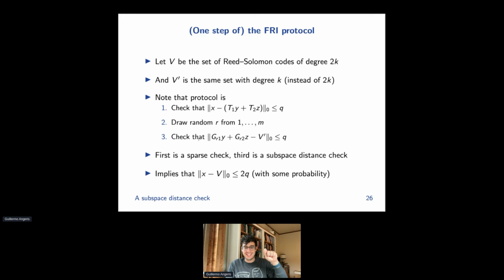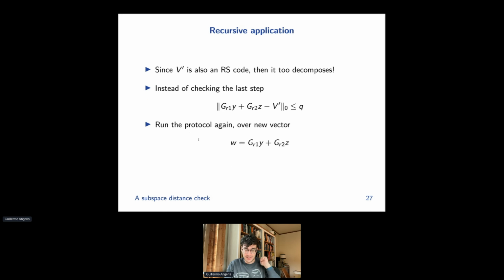All we're doing is we're replacing x, which is the thing that we want to check is close to another subspace, with another vector, which in this case is w, and it's in v prime. So we want to check that w is close to v prime instead of checking that x is close to v, right? So we can apply the same procedure again and recursively in order to get the same result. Okay, and at some point, down the line, we're going to get a claim that's so small that it's worth just checking directly as opposed to trying to use yet another one of these steps.